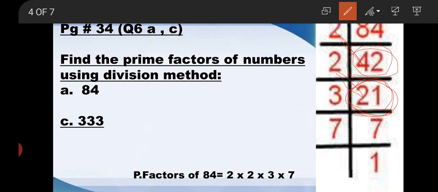Both are prime numbers. We can take 3 7s are 21, and we can also take 7 3s are 21. So it's up to you. I am taking 3 7s are 21. 3 into 7 is 21. Now we have 7, and you all know 7 is only a multiple of itself. So 7 is a factor of itself. 7 1s are 7. So students, these are the prime factors of 84.